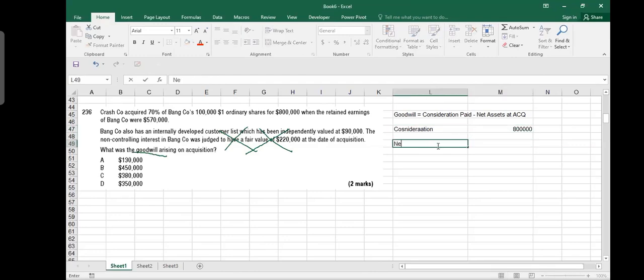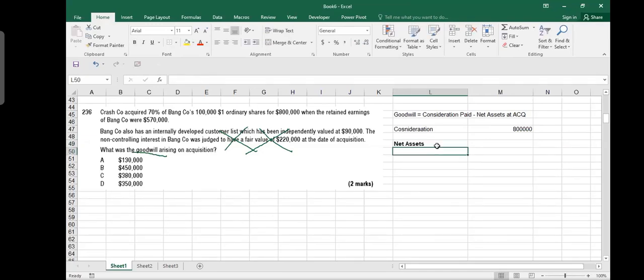And then what are the net assets? The net assets means equity. The net assets means total assets minus total liabilities, or otherwise you call it equity. Net assets include share capital plus retained earnings plus share premium and reserves. Share premium and reserves are not given, but share capital and retained earnings are given. The share capital is $100,000, since this company has 100,000 shares of $1 each. And the retained earnings are given as 570,000.